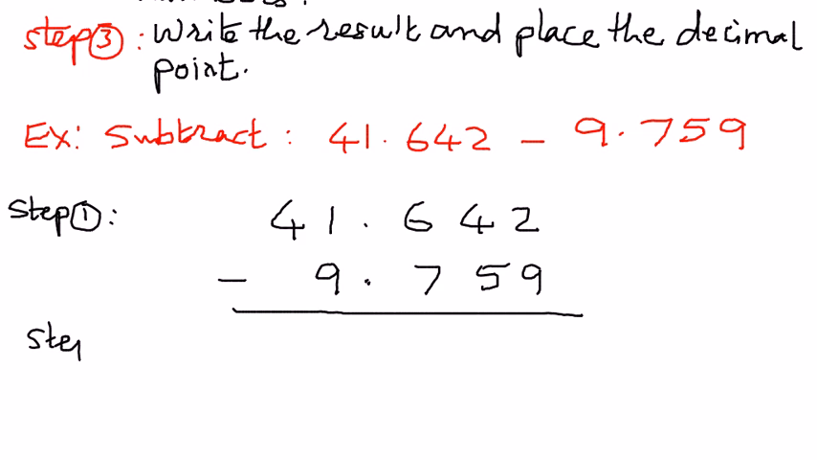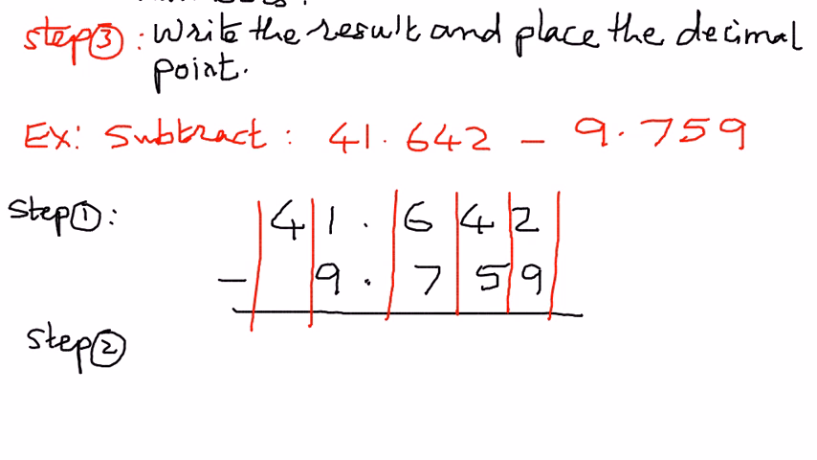Step number two. We're going to subtract as if we're going to subtract whole numbers. Let me draw some lines here. We want to make sure that these numbers are in their respective columns, correct? When we do not have any number, for example, 9.759 does not have a number in the tens place, we can fill it up with 0 if we want to. And now we want to perform the subtraction.